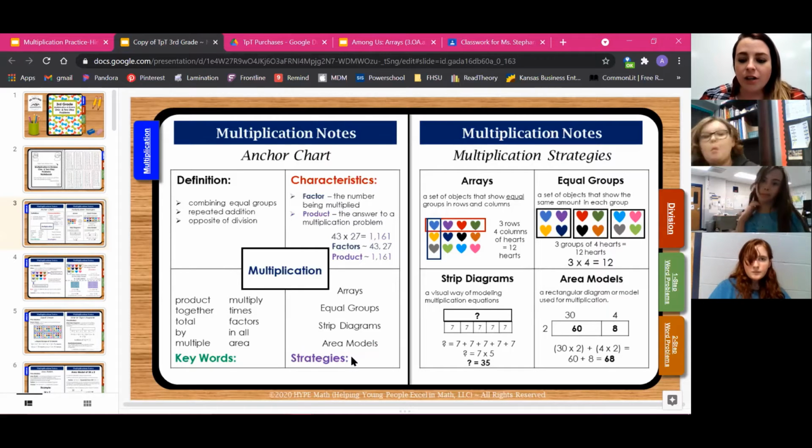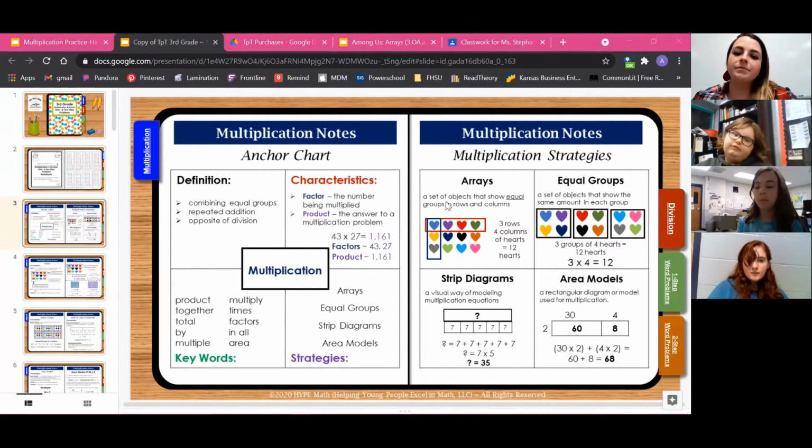Okay, and we're going to learn about some different strategies. We have arrays, equal groups, strip diagrams, and area models. Oh, good, Taylor, you're done with the first section. Caitlin, same. Andrea, are you done? Okay, good. These are the 4 different ones that we're going to learn about.